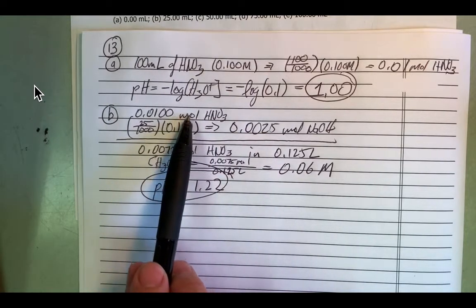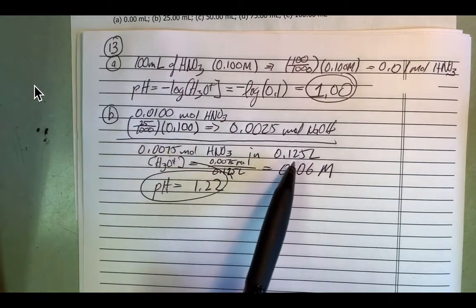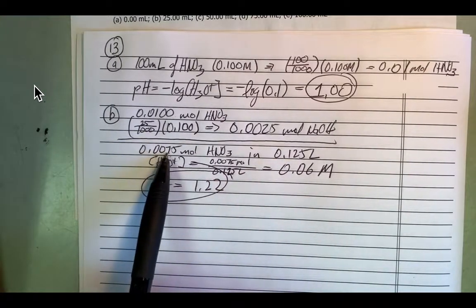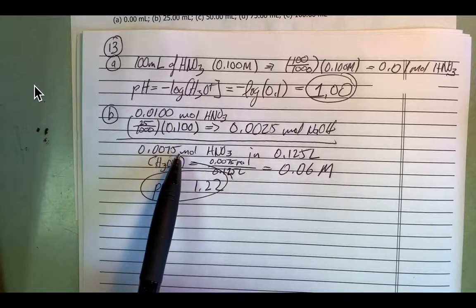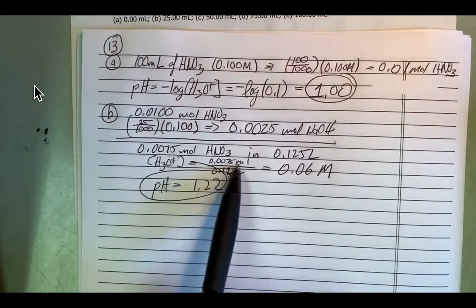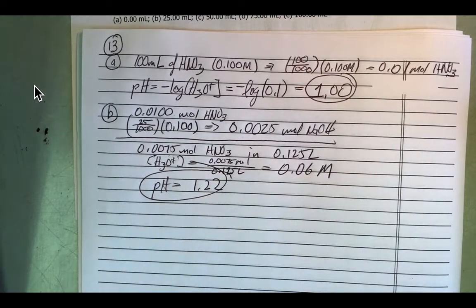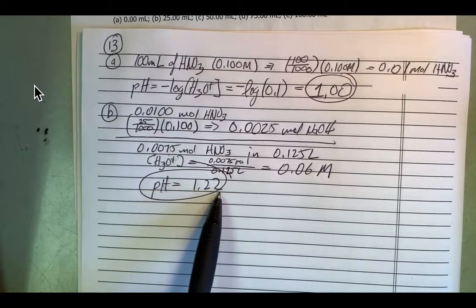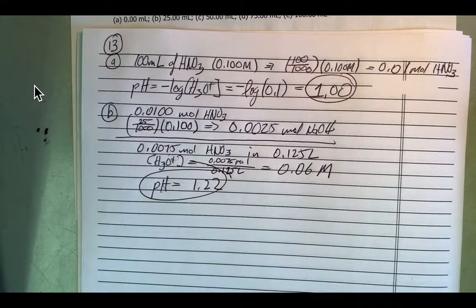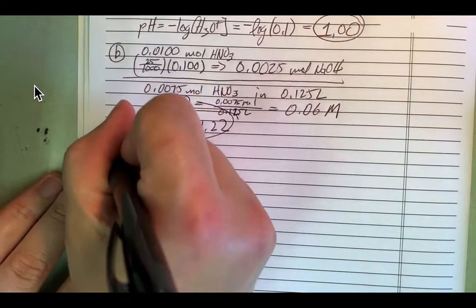Okay, I had this much acid, I added that much base. The base chewed up 25% of the acid, and this acid now is in a larger volume. It went from being in 100 mLs to being in 125. I took the amount of acid that's left over, divided by the volume of the solution, got the molarity, and then I did minus log of this concentration to get the pH. Right. These next three are going to be very similar to this.